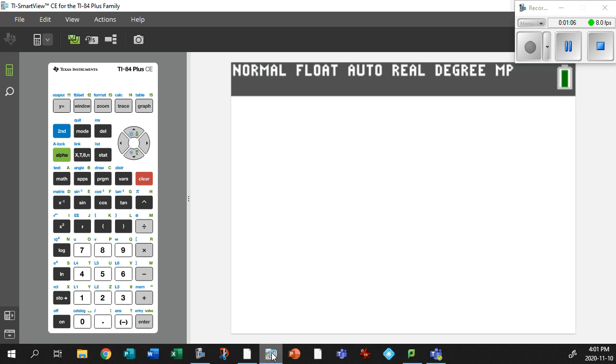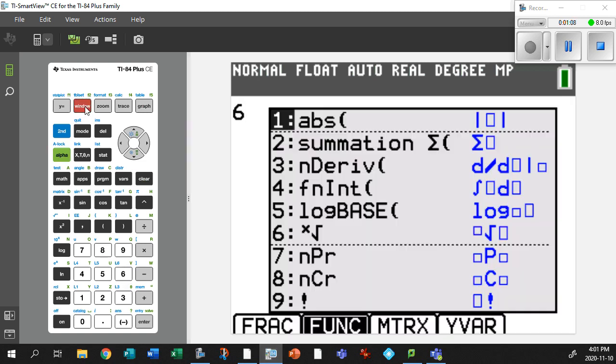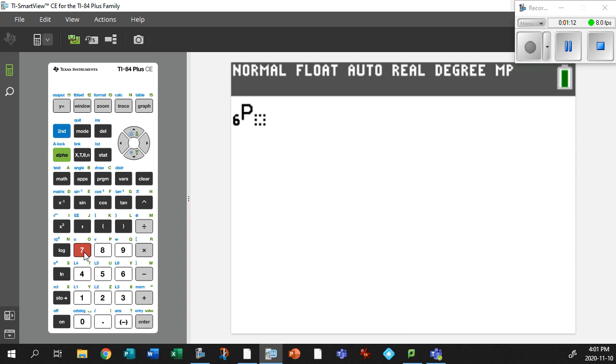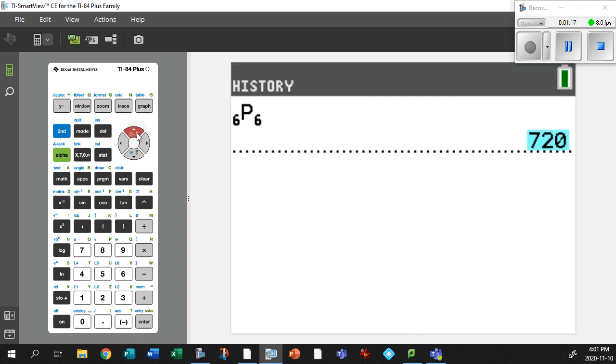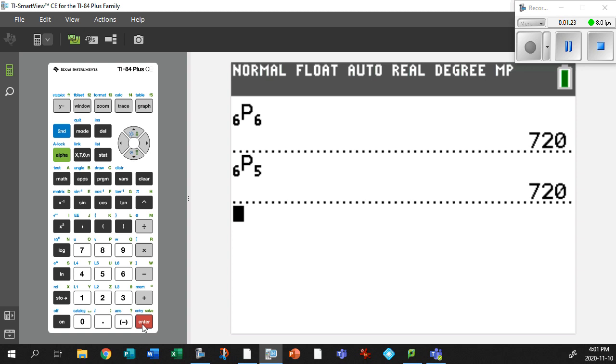All right, 6, second alpha, pick, which would be number 7. 6 pick 6. Well, I know that's not going to be it. Okay, let's try it again. So all I'm going to do is mouse up here, grab this instead of going through it, and I'm just going to change the number. 6 pick 5. Watch. Oh my goodness, that's interesting. That's the same number.